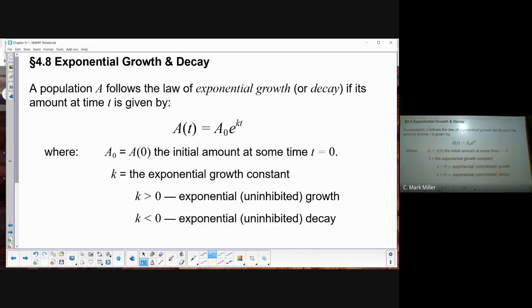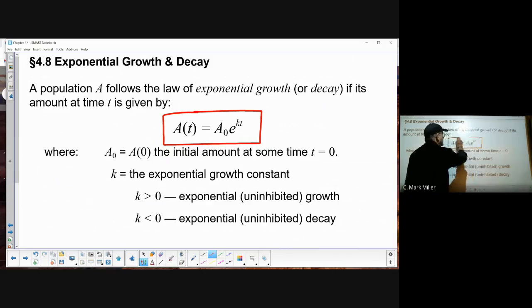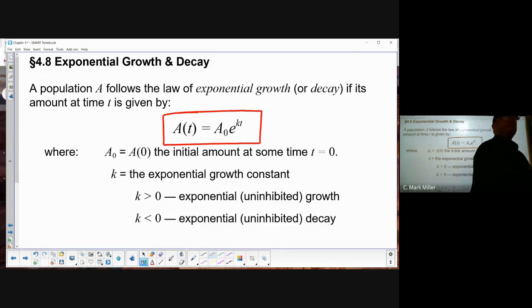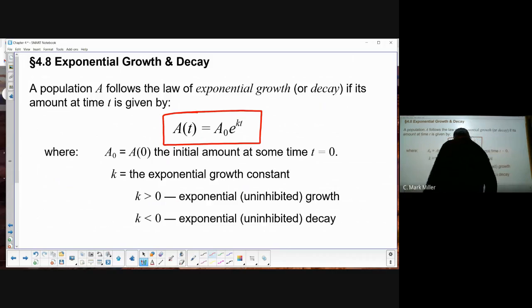So, okay. A population, A. A is the amount of the population at any given time. It follows the law of exponential growth or decay, and I'll tell you when it's decay. If its amount at any time t is given by, and this is a very important relationship. Don't just memorize it. Remember, know how to use it. If you don't practice these and a bunch of them, you won't get it right on the exam. I can promise. Just doesn't work.